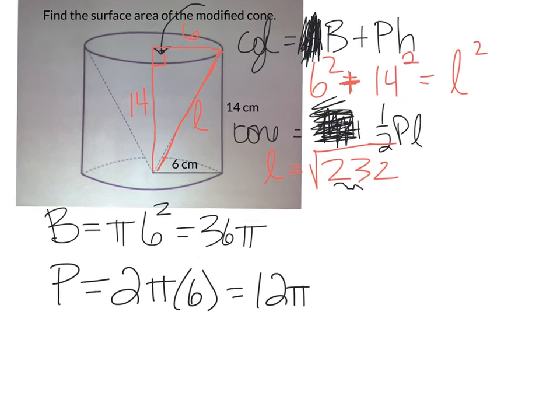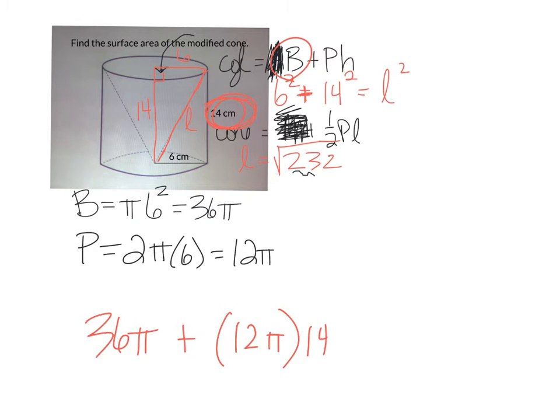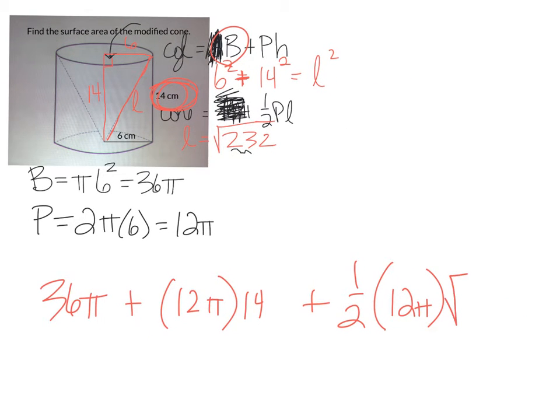So now let's plug this into our equation so we can find the surface area of your cylinder. So that is B, 36 pi, plus the perimeter, 12 pi, times the height of 14. This is the height of your cylinder. Plus 1/2 of the perimeter, half of 12 pi, times the square root of 232. Okay, we put this all into our calculator.